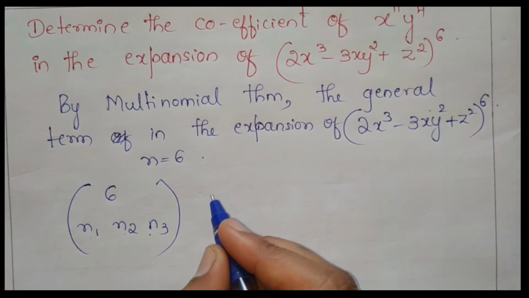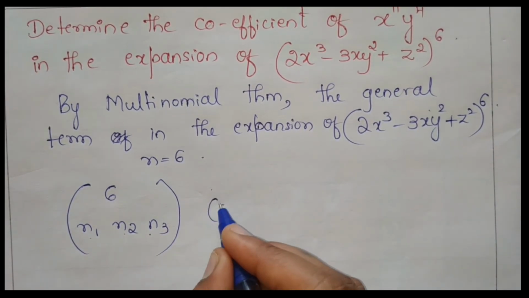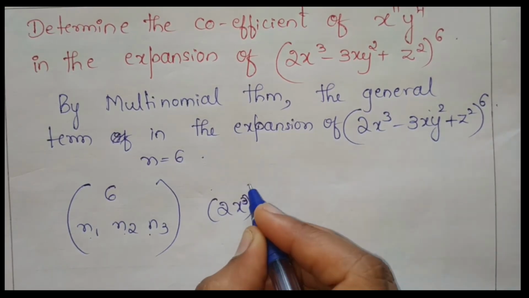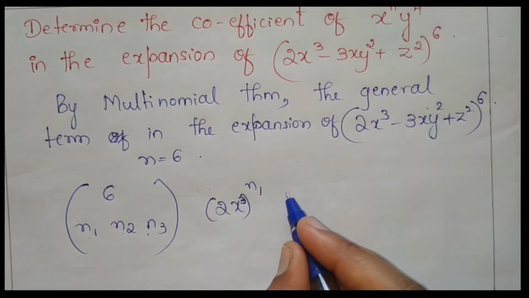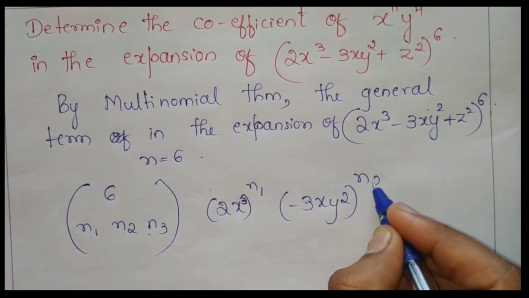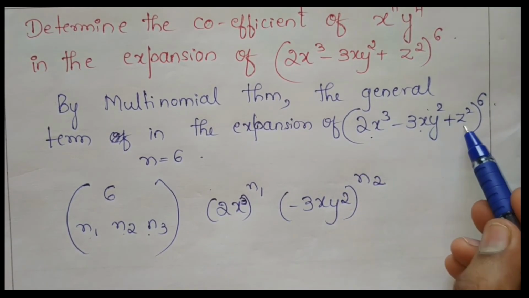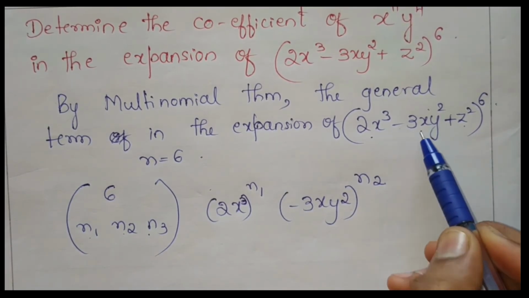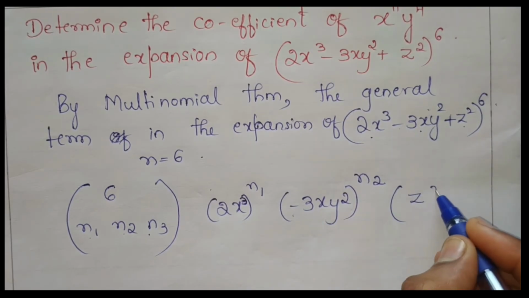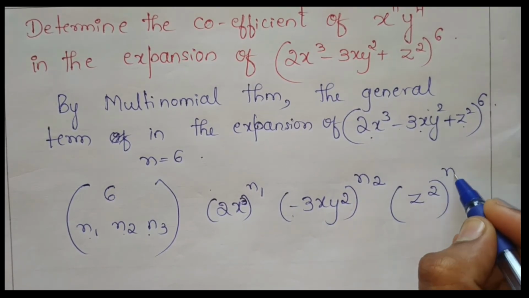So into x raised to n1. So here x is equal to 2x cube raised to n1. Y term is minus 3xy square raised to n2. So this is x1, x2, x3. So if minus is there, you have to take the minus sign also. Next third term, that is z square raised to n3.